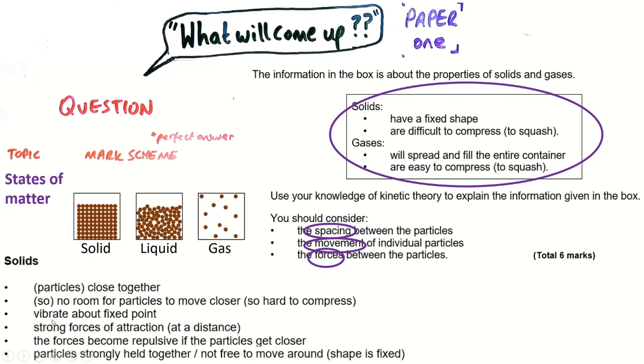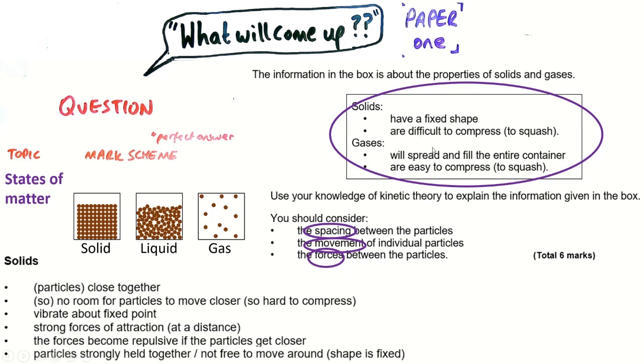And the last one you can talk about is their forces of attraction. So they have strong forces of attraction, and you could say they become repulsive if the particles get closer. You wouldn't necessarily need to mention that, I don't think, to get 6 out of 6 here. But the idea is you've got to then use the idea of forces of attraction to explain, well, why is it that they have a fixed shape? So the particles are held together or have strong forces, so therefore the shape is fixed.